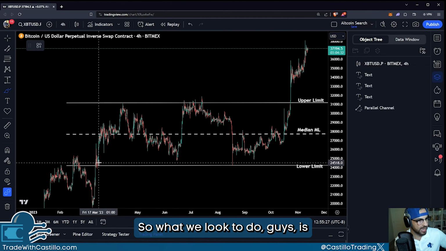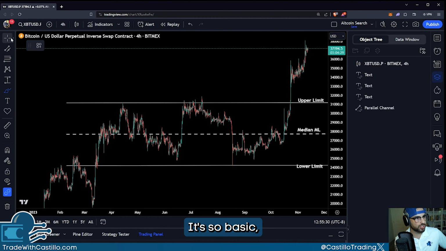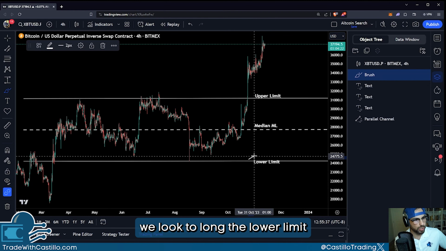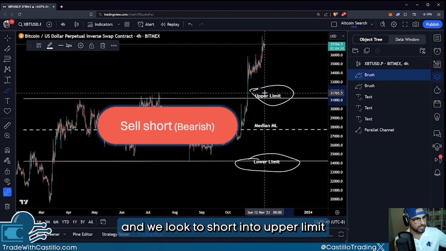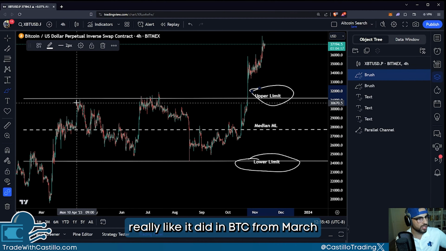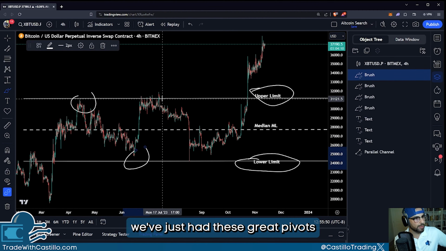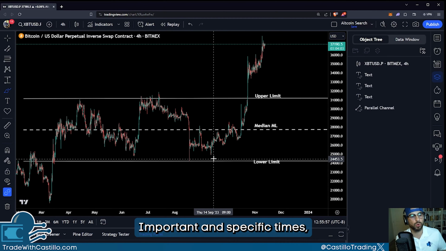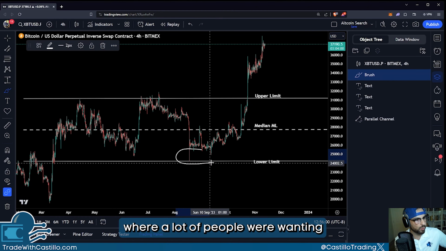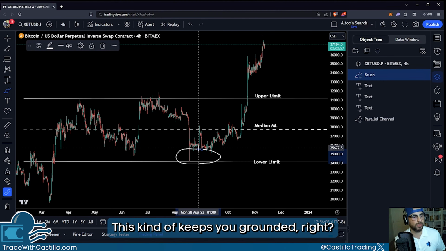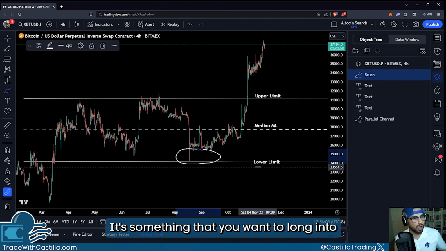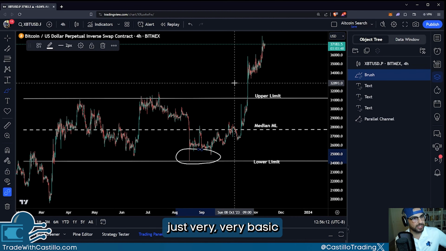So what we look to do, guys, is once a range starts to formulate, it's so basic, it's kind of funny, but the only thing is we look to long lower limit and we look to short into upper limit. And once a good range establishes itself, like it did in BTC from March all the way to October, we've had these great pivots at highs and lows. And it keeps you grounded at important and specific times, like right here where a lot of people were wanting to get bearish. Because we're sitting at lower limit, and lower limit is not something you want to short into, it's something you want to long into.